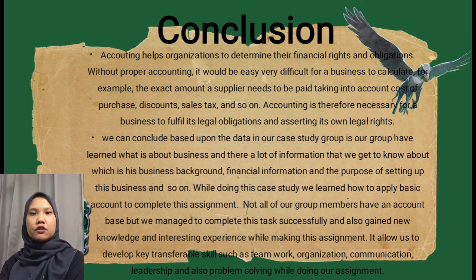The last presenter of the slide, which is the conclusion. In conclusion, accounting helps an organization determine its financial rights and obligations. Without proper accounting, it would be very difficult for a business to calculate, for example, the exact amount a supplier needs to be paid, taking into account costs of purchase, discount, sales tax, and so on. We can conclude from our case study group that our group has learned about the business and a lot of information, which is the business background, financial information, and the purpose of setting up this business and so on.